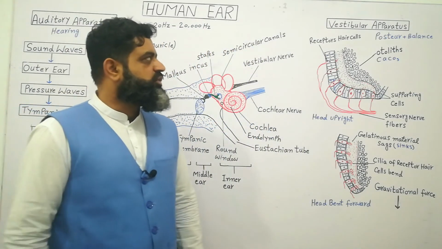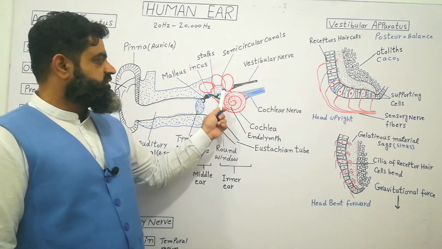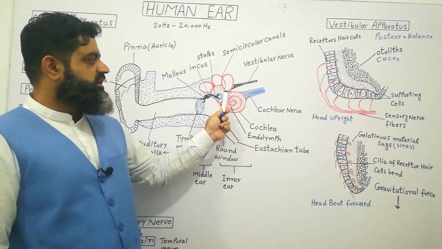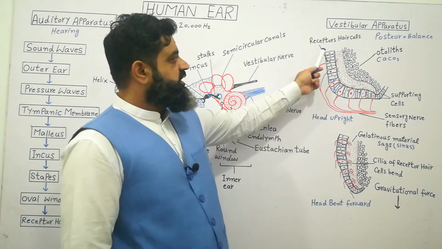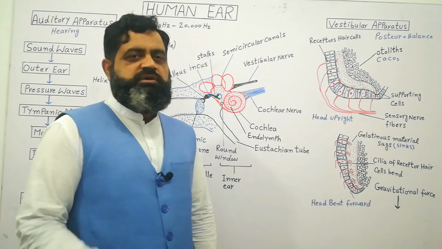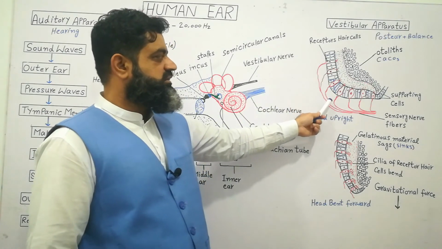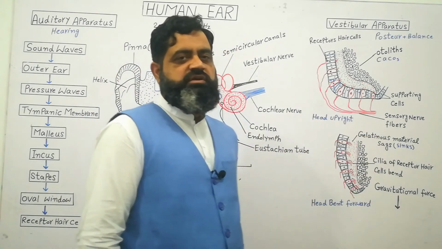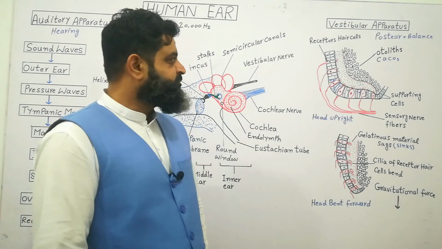So first of all, we are going to look at the structure of the vestibular apparatus. Just above the cochlea, there is a structure known as the vestibule. The vestibule has semicircular canals. I have taken a cross section of this vestibular apparatus right over here. It is composed of an epithelium, which you can see in blue color. This epithelium contains some receptor hair cells, which you can see in red color. Their filaments join together and form a sensory nerve fiber, which forms the vestibular nerve and goes towards the brain.